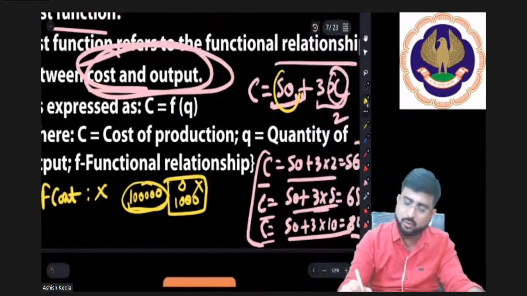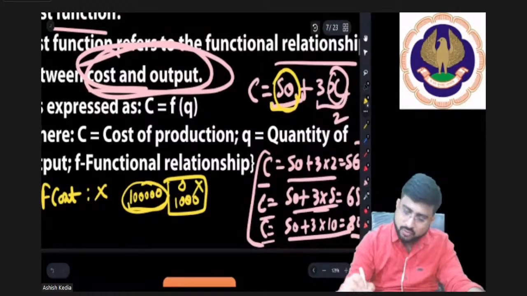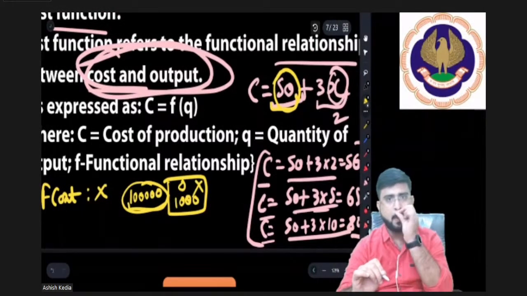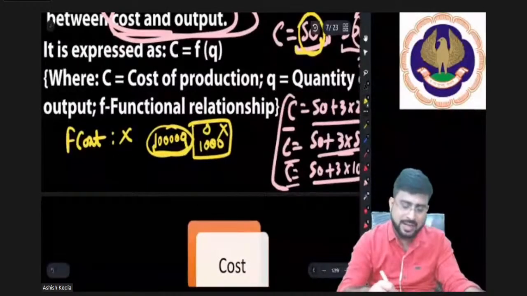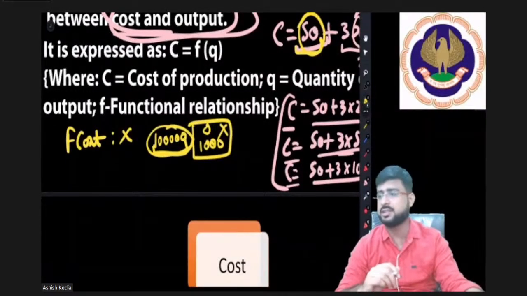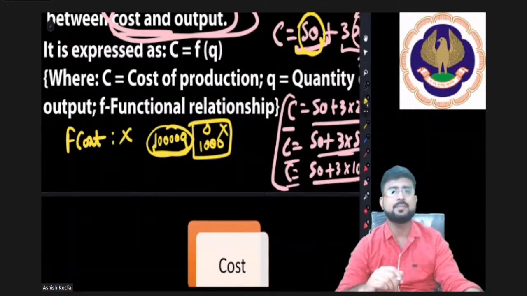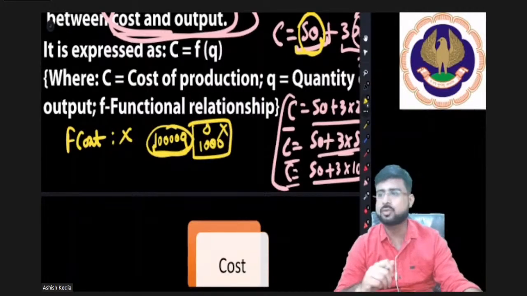Here this 50 was the fixed cost. No matter what, fixed 50 rupees you will have to incur. Similarly here 1 lakh rupees is the fixed cost. You will have to incur this. Correct. Like rent. Salary is a fixed cost that you will have to pay. Rent is a fixed cost.